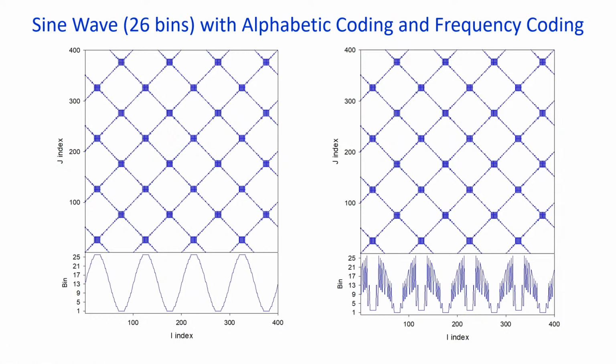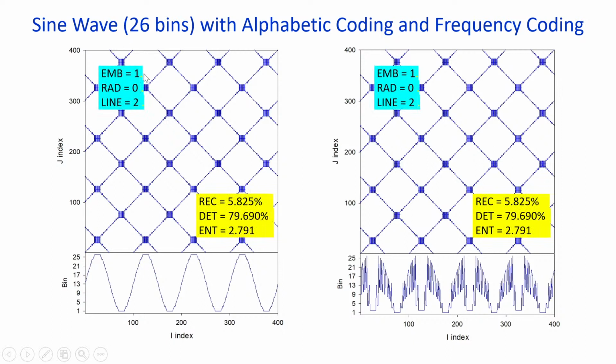When you do what's called frequency encoding, instead of going by the 26 bins like that, the pattern looks very, very different, but you get the identical pattern here. So embedding is 1, radius is 2. In other words, we're looking for exact matches, and we insist on the shortest word being 2 units long. So these are the same. Recurrence rates are identical, 5.8%. Deterministic rate, 79%. Entropy, 2.7. This is just to show you that when you're mapping properly, it doesn't matter what map you use. They'll come up with the exact same information.